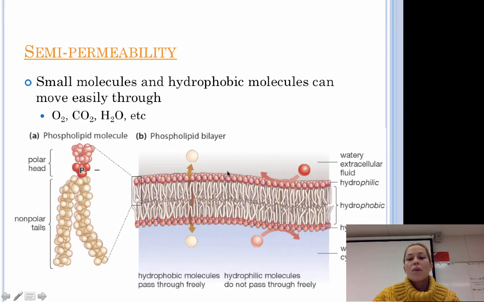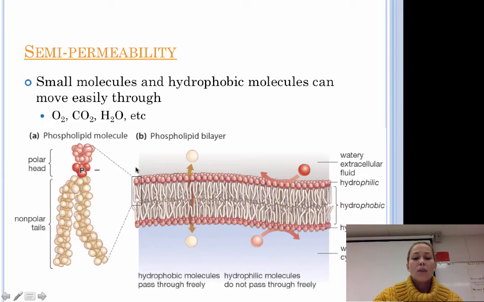We're now going to take a look at semi-permeability. So the plasma membrane is what we refer to as semi-permeable. That means that some things are able to freely enter the cell, and some things are not able to enter the cell at all. The things that are able to freely pass through this lipid bilayer are small molecules and anything that is hydrophobic. Examples of these things are oxygen, carbon dioxide, and water.